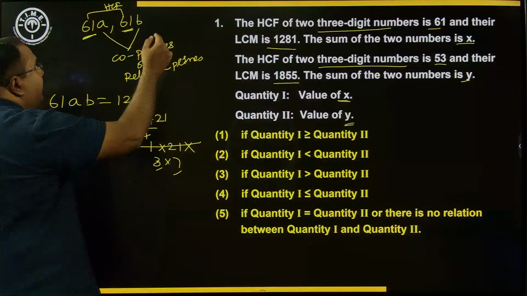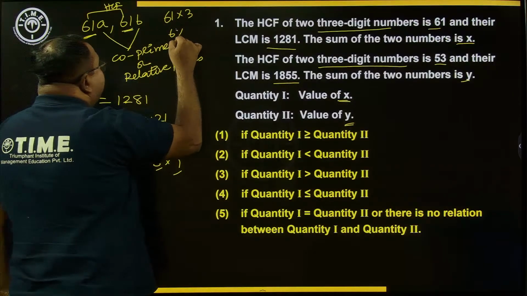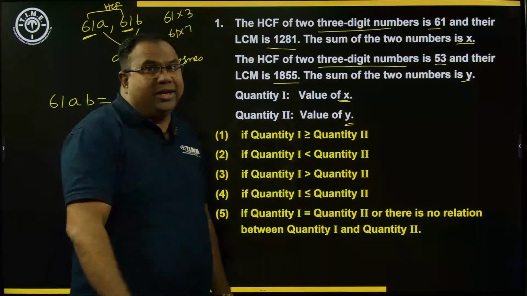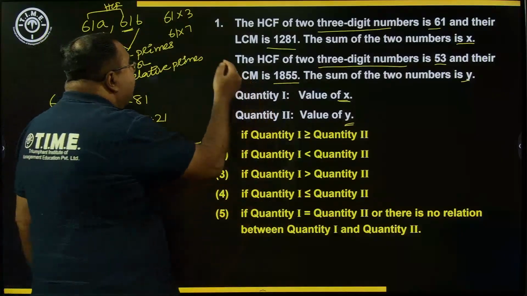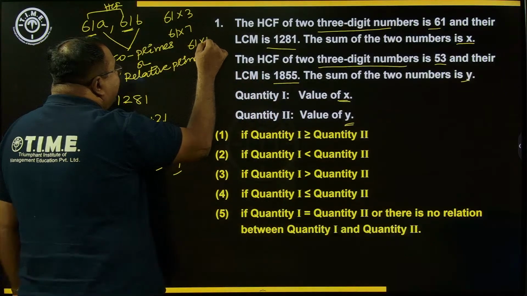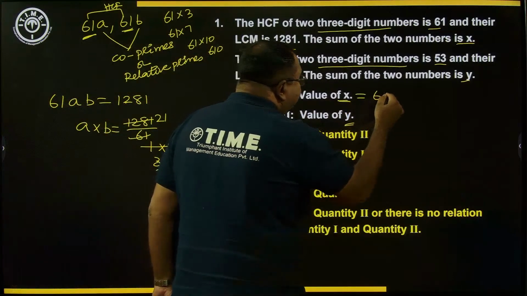So what could be my numbers? 61 into 3 is one number. 61 into 7 is my second number. Now friends, students, do not calculate or multiply and add them. He is asking you sum of those two numbers is x. What is sum of these two numbers? If you take 61 common, what is 3 plus 7? 10. So sum of the numbers is 610. This is the value of x here.